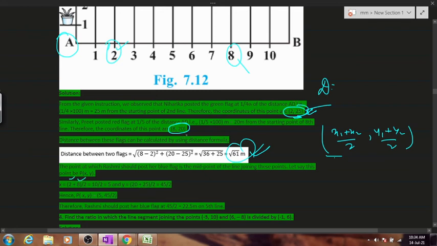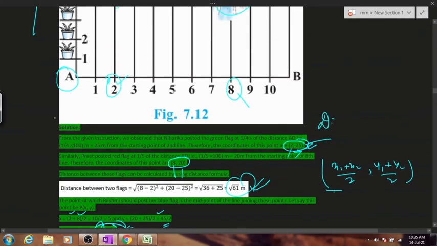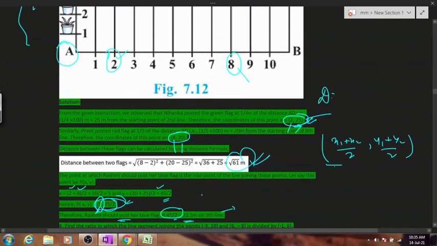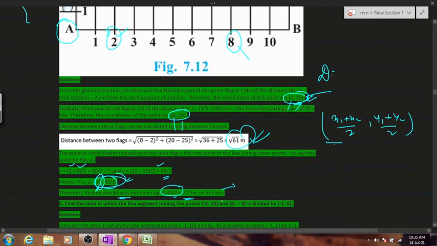(2 plus 8) by 2 and (25 plus 20) by 2. Clear? So this is 5 and 45 by 2, this is the coordinate. So she should exactly post the blue flag at a distance of 45 by 2, which is 22.5 meter, on the 5th line. Did everybody understand this properly? This x coordinate is the 5th line and 45 by 2 is the distance, this distance, around here, 22.5. Is this numerical clear to everyone? Please confirm yes or no.